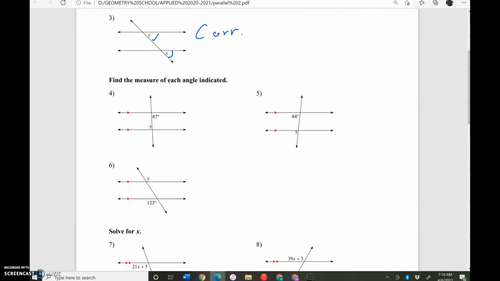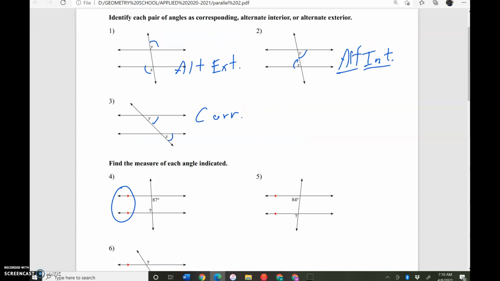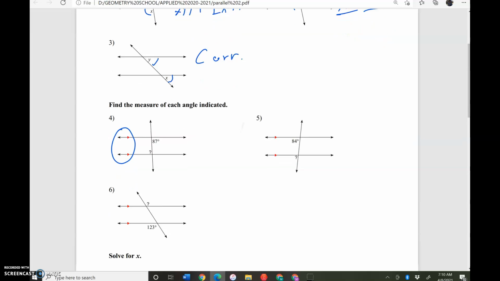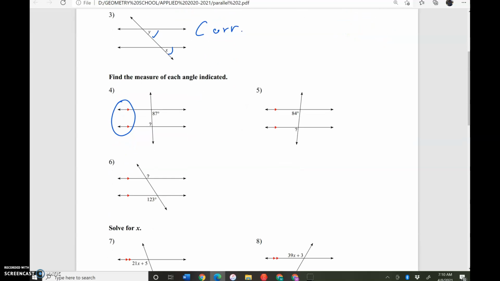So, number four, it says we need to find angles. Again, we know that these are parallel because they have the markings. So if they're parallel, we know that the angles we just talked about, alternate exterior, alternate interior, and corresponding angles, are all congruent. They are the same. So here we have alternate interior angles. So I know this angle is going to be 87.